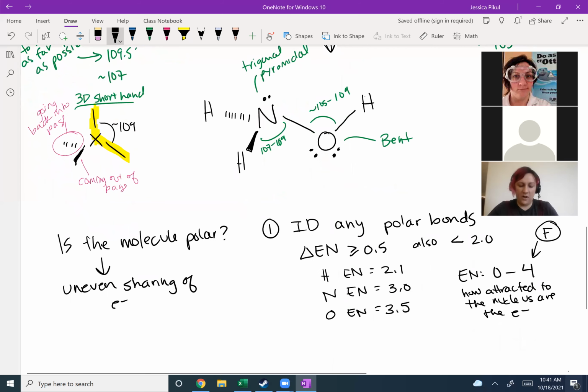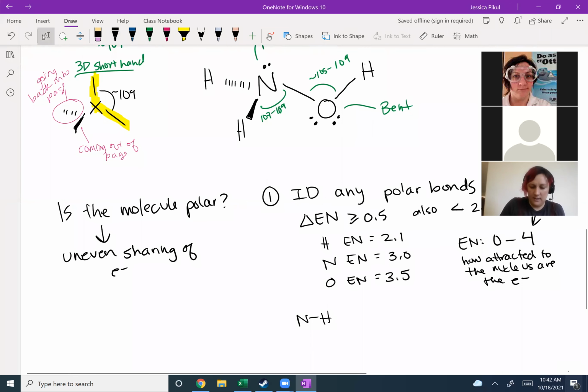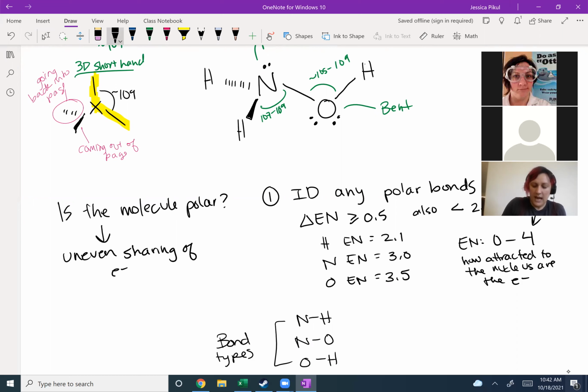So once we have the electronegativities of our atoms, we look at each of our bonds. We have nitrogen-hydrogen bonds, nitrogen-oxygen bonds, and oxygen-hydrogen bonds in our molecule. We're going to look at the difference of the electronegativity values between the two atoms for each one. Nitrogen is 3.0, and I would subtract the 2.1 of the hydrogen. That gives me a value of 0.9, which is our difference in electronegativities.